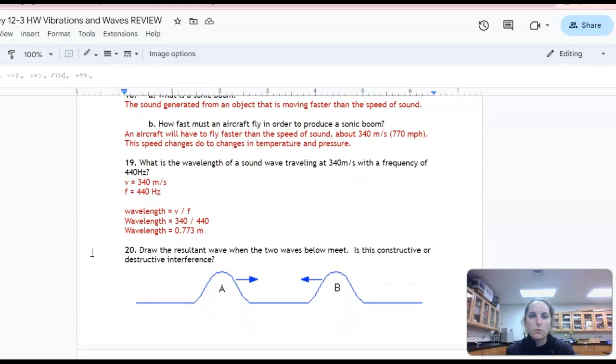Number 19, what's the wavelength of the sound wave traveling at 340 meters per second with a frequency of 440 hertz? In order to solve for this, we needed to use our little triangle for wave speed, frequency, and wavelength. You can solve for the wavelength by dividing your velocity by your frequency. So 340 divided by 440, you're going to get 0.773 meters. If you round it a bit differently, to like 0.8, that's fine.